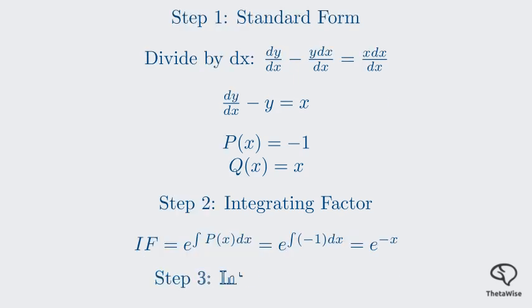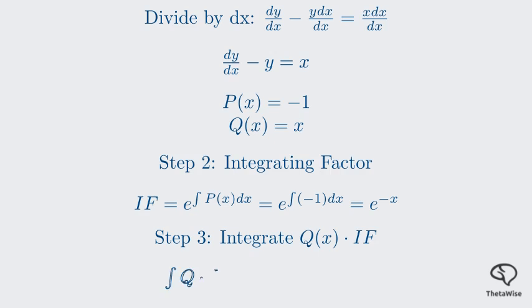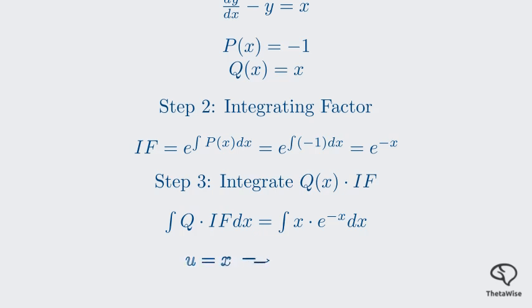Step 3. Integrate Q(x) times the integrating factor. We need the integral of Q times IF, which is the integral of x times e to the power of negative x. This integral requires integration by parts. Let u equal x, so du is dx. Let dv equal e to the negative x dx, so v is e to the negative x divided by negative 1, or negative e to the negative x.